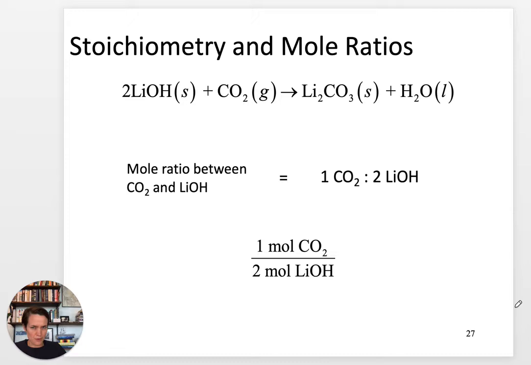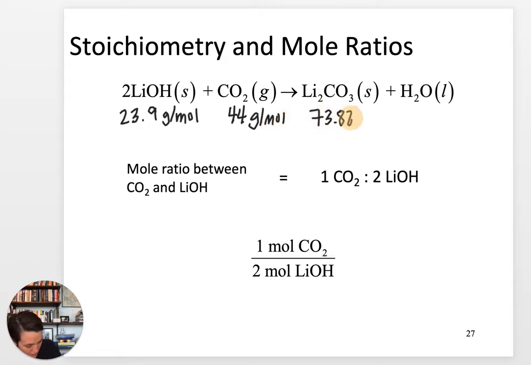So just to further illustrate this point, if we were to look at this reaction in terms of the molar mass of each component, we would have LiOH is 23.9 grams per mole, carbon dioxide is 44 grams per mole, lithium carbonate is 73.882 grams per mole, and water is 18 grams per mole. Okay, so we have this big variety in the mass of 1 mole of each of these compounds, right?